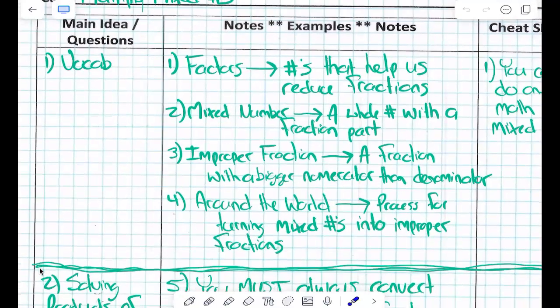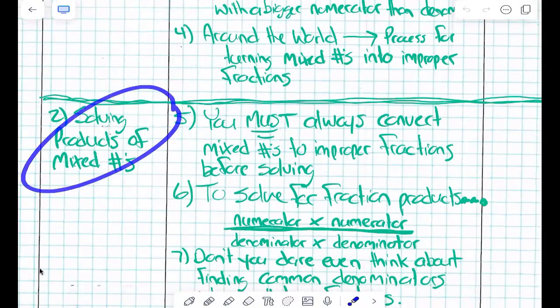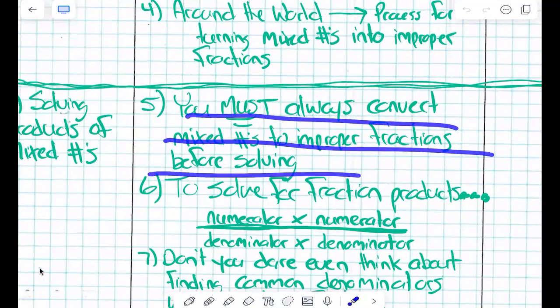What is different about improper fractions that makes them improper? The numerator is bigger than the denominator, right? Cool. Solving products of mixed numbers. Okay, here we go. You must always convert mixed numbers to improper fractions before solving.